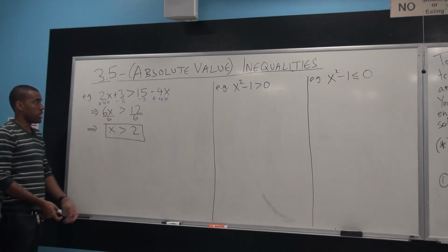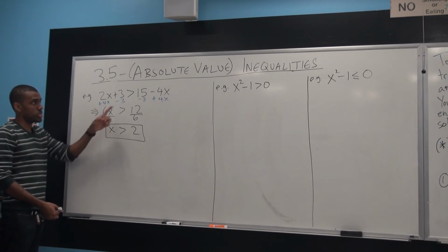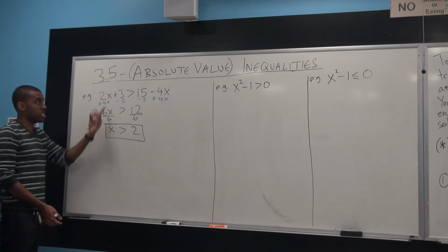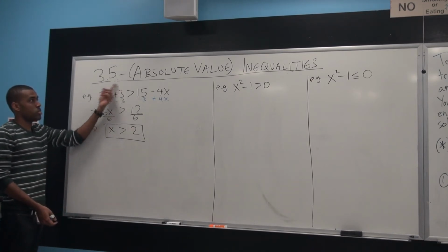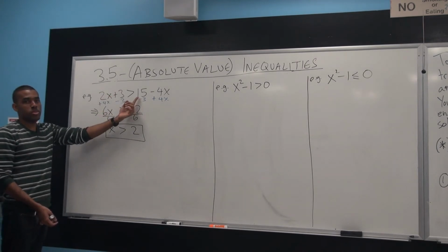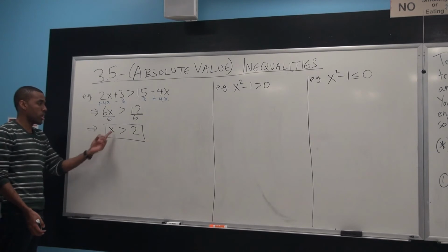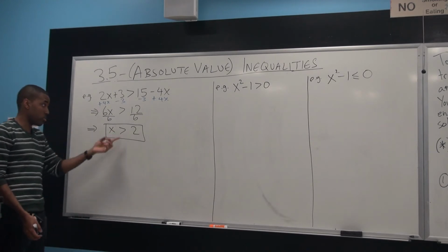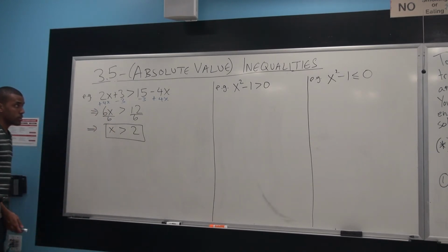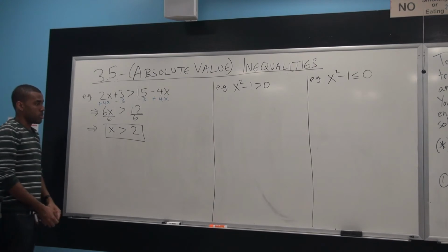And you can even check it. Plug in something less than 2, and you'll see that this doesn't work. Plug in x equals 0, right? This side will give you 3. That side will give you 15. 3 is not greater than 15, right? So it's not true. It will not be true if your x is less than 2. Any number less than 2 will not work. So you have to be bigger than 2.